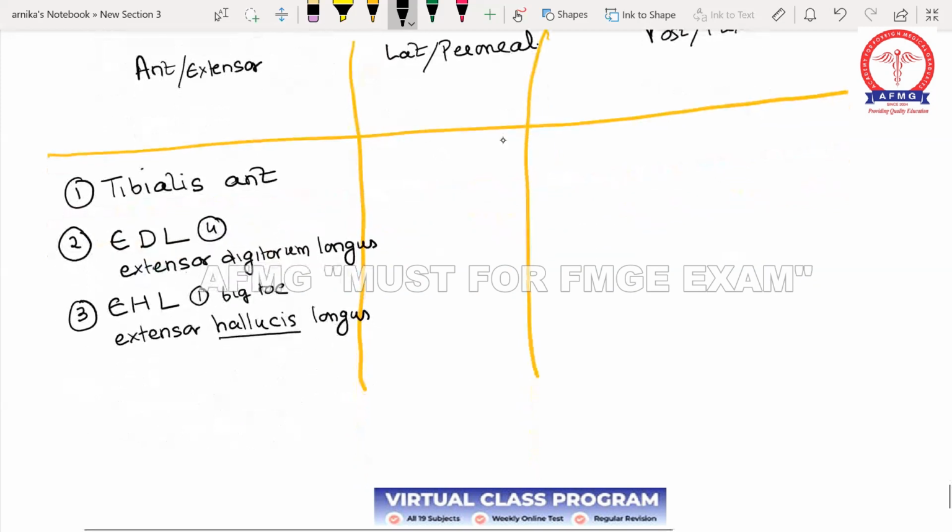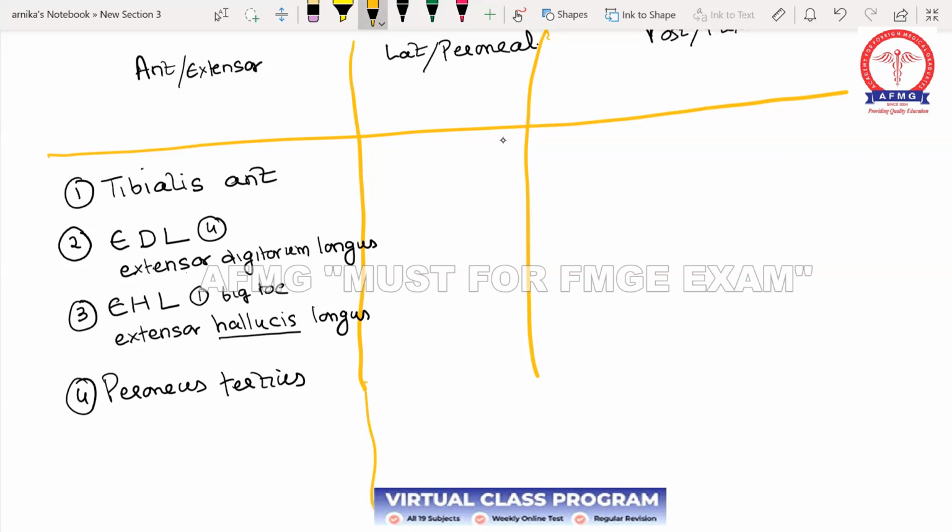The fourth muscle is called peroneus. Plain synovial joint. The movements there are inversion and eversion. I had told you inversion was by tibialis anterior and tibialis posterior, and eversion was by 3 muscles, peroneus longus, peroneus brevis, and peroneus tertius. So this is the peroneus tertius.